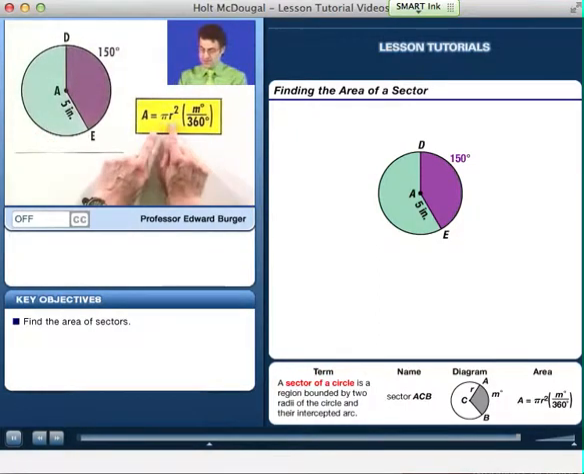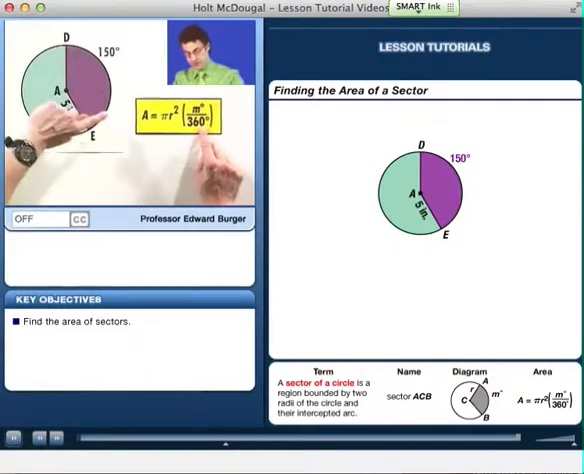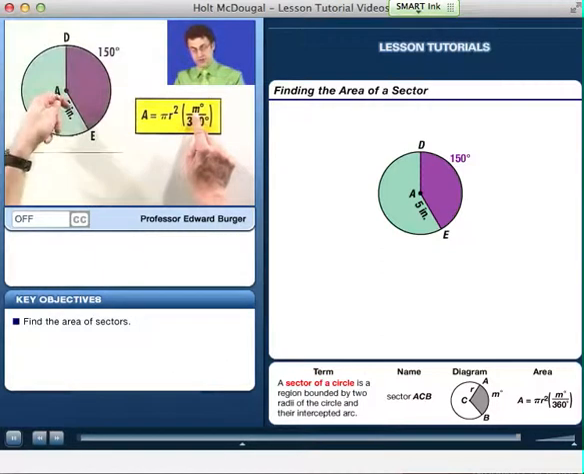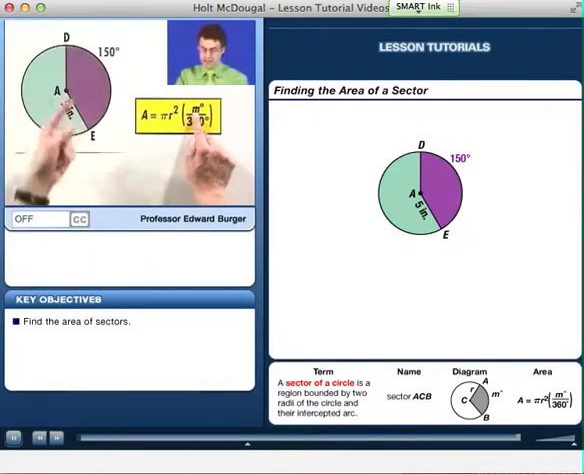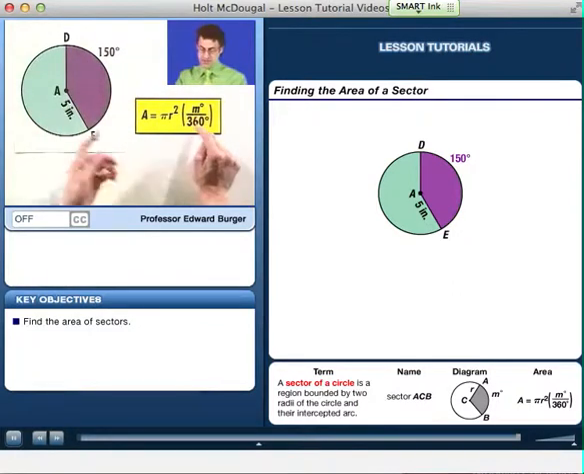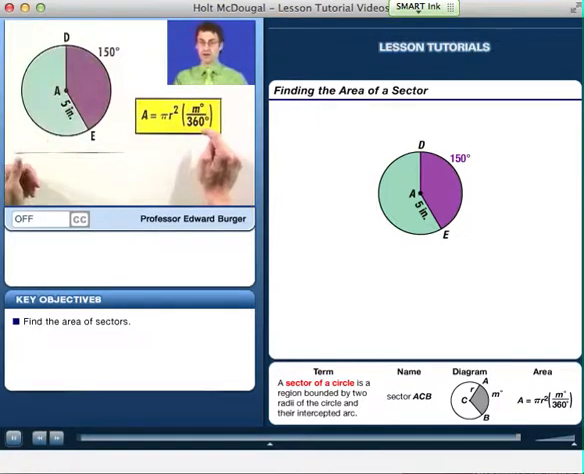Pi r squared, that gives the area of the whole circle, and this is the fraction that's required. We know that the total angle around is 360, and so all we need to know is the measure, either the measure of the central angle, or equivalently, the measure of the arc, and then we can figure out what the area is, because that will give us the fraction of the area that we want.